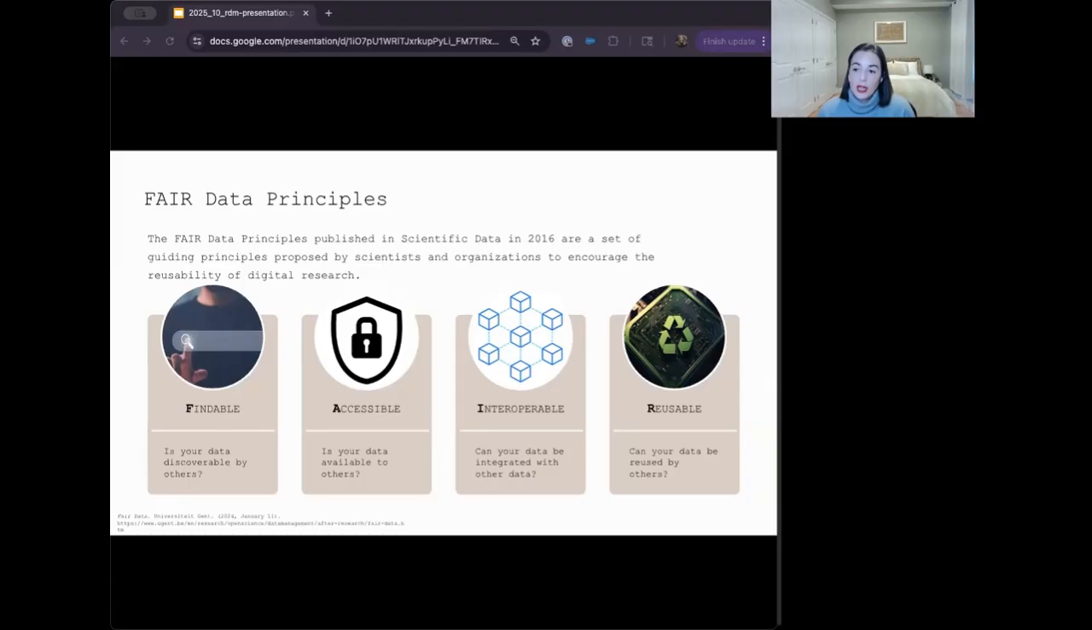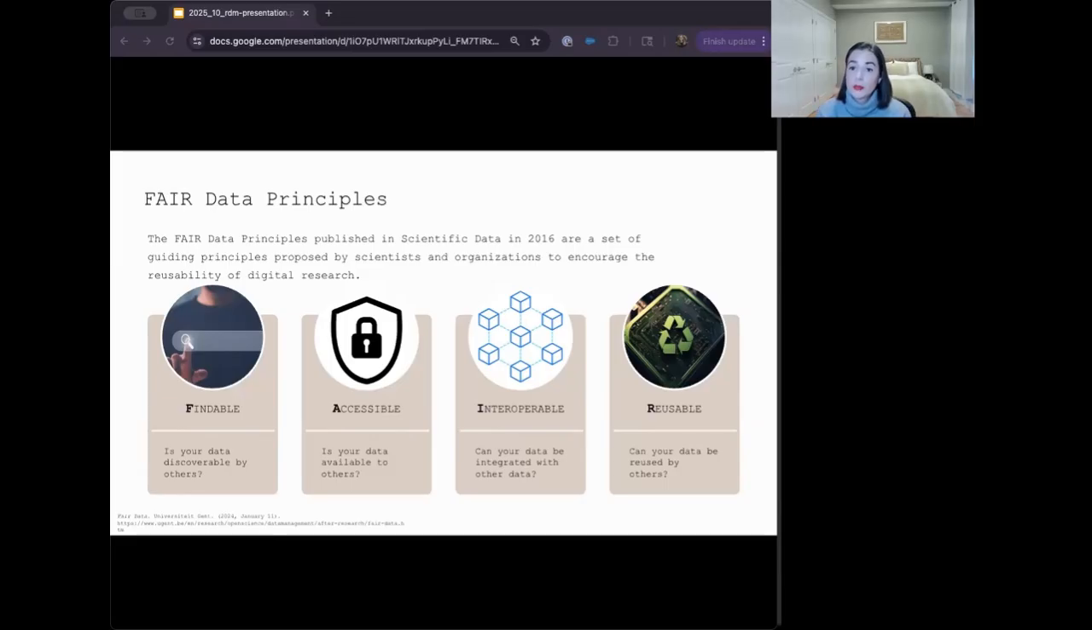So is the data in a format that would make it available to everyone, or do they need a specific type of operating system or software? Is the data reusable? Does it contain enough context and information to be reused by other researchers? The FAIR data principles often come into play at the end of research projects as you're getting ready to publish and getting ready to share your data.